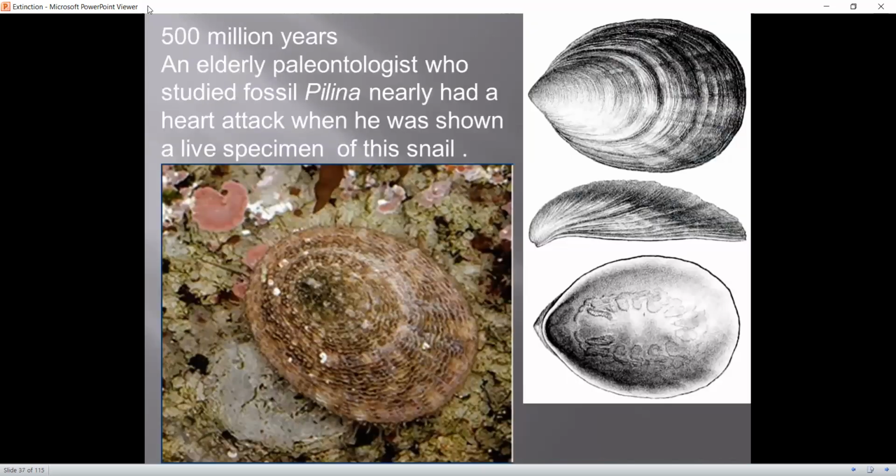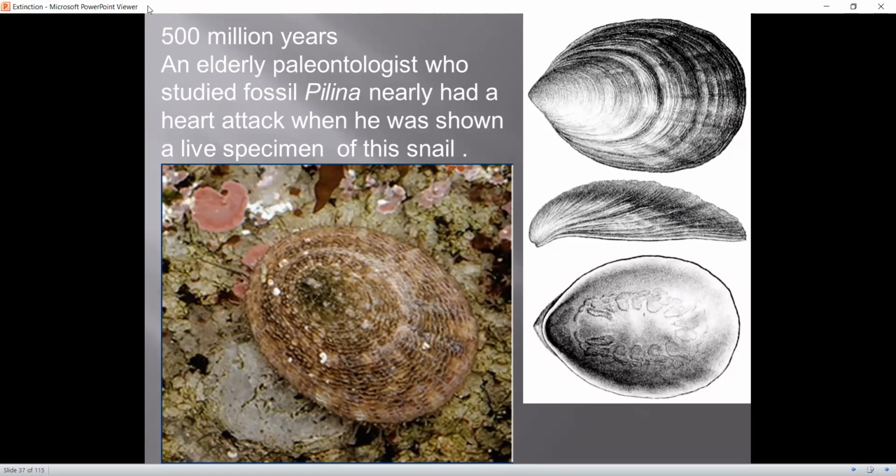Then you get to this guy, it's a snail, and you can see the muscle scars on this fossil. Here's a modern one over here. This is one that when they found a modern one, they showed this guy that studied these things his whole lifetime. He practically grasped his heart and checked out. He was so amazed, and he just couldn't believe it. And they showed him a real one. Inside, the muscle scars all match, and I'm pretty sure that's the real thing.